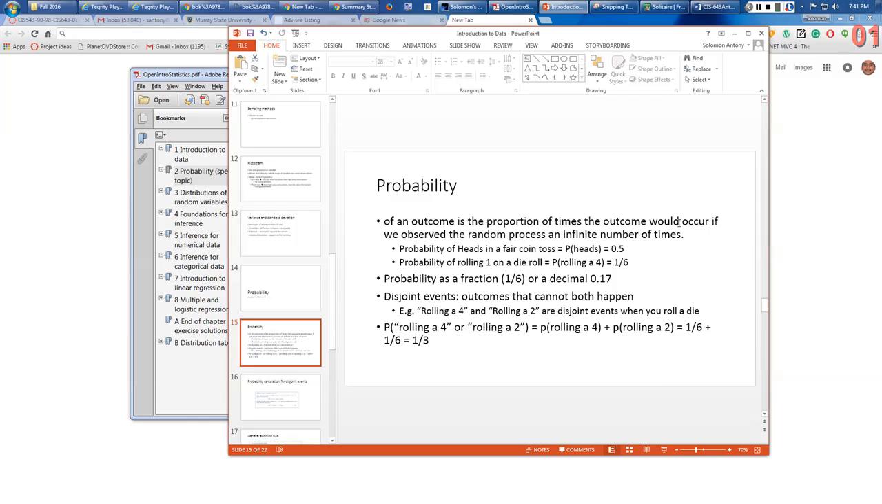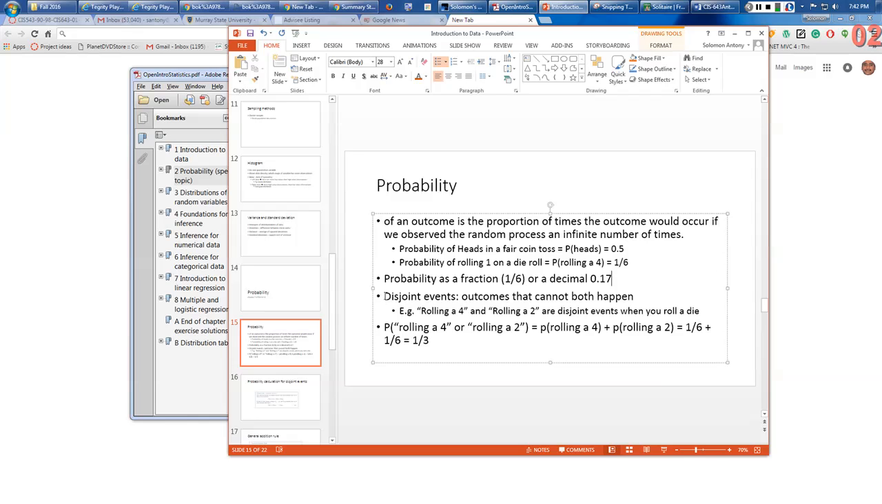Similarly, if you have a die that's got six sides, and if it is a fair die, the probability of you rolling a 4 would be 1/6. There are 6 sides, and each side has equal probability of coming up, and so probability of rolling a 4 would be 1/6. Now, probability is defined as a fraction, and you can use 1/6 or maybe a decimal.